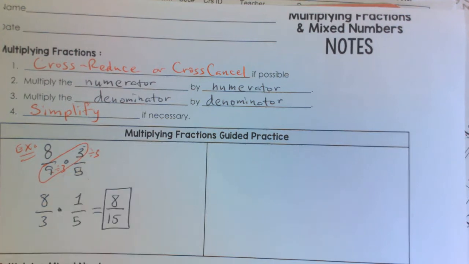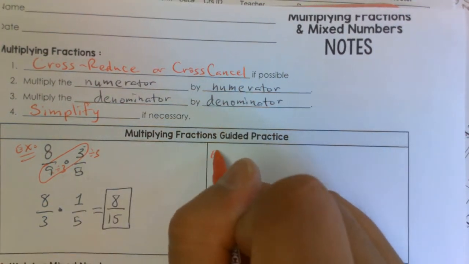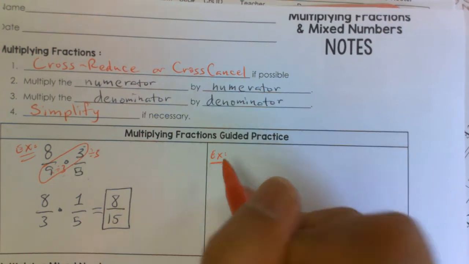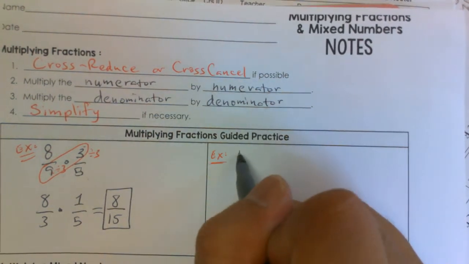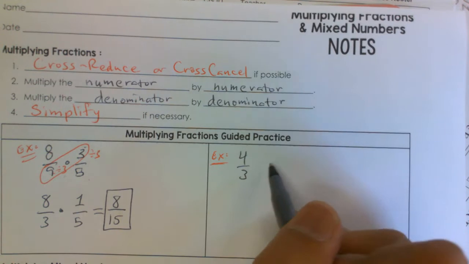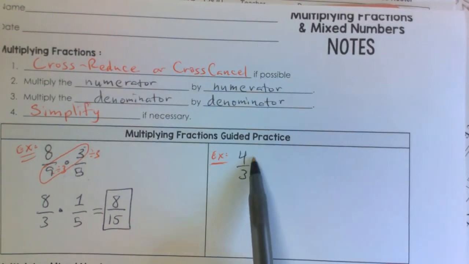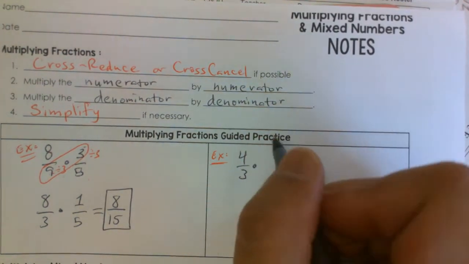Let's try another example, why don't we? Just to see if we can get this down straight. Okay, so let's go 4/3. And we know that's an improper fraction, but that's what we want it to be in. We want it to be in fractional form, not mixed number, times 1/2.